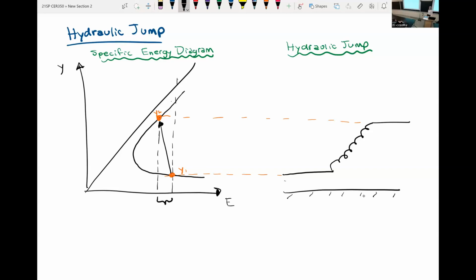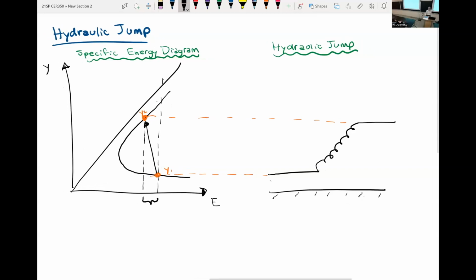What happens in the hydraulic jump itself? The height of the water changes, yeah. We go from the supercritical to the subcritical flow condition. In terms of energy, though, why do we not just go straight up the line from Y1 to, we'll call this imaginary point Y3? This is imaginary. Why don't we just go from Y1 to Y3?